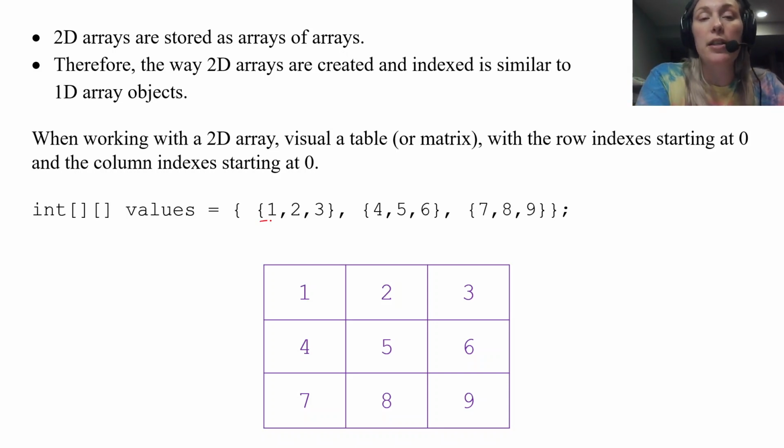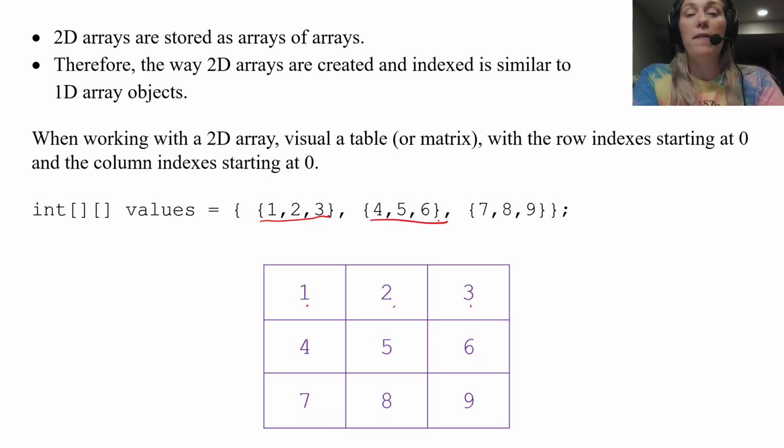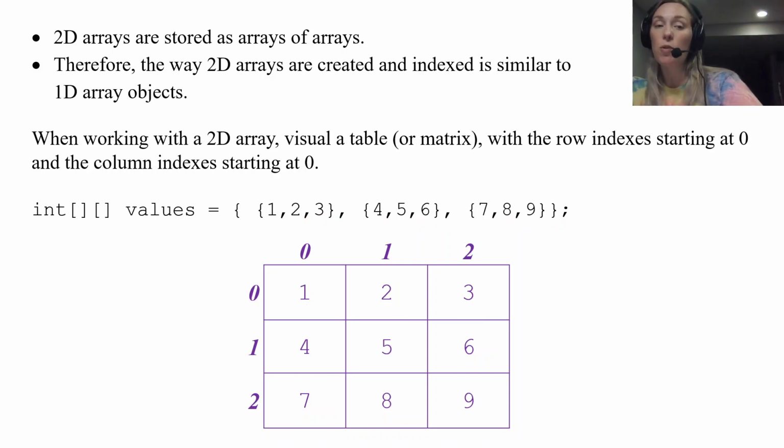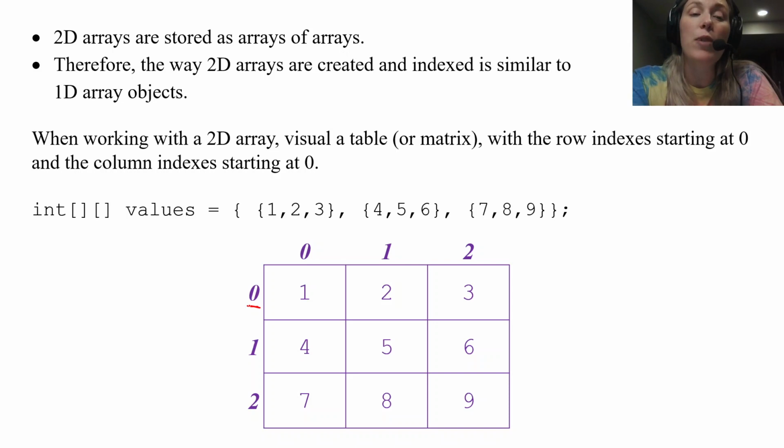So we said this represented the first row. So 1, 2, and 3 go across that first row. And then 4, 5, and 6 go across the second row, and then 7, 8, and 9 go across the third row. And after we create those rows, you see we also have created columns. Now these are going to be indexed similar to a 1D array. So the first row is indexed at 0, the second row is indexed at 1, and the third row is indexed at 2. And then your columns start at index 0, index 1, index 2, and they go up from there. Okay, so that's what I want you to picture.